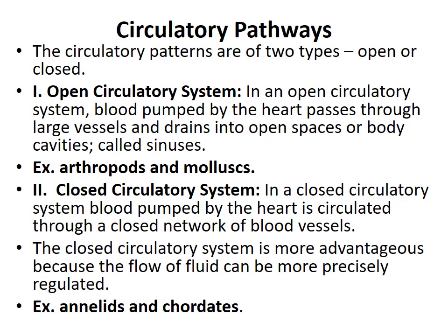Circulatory pathways are of two types, open and closed. In the open type, the blood pumped by the heart passes through large vessels and drains into open spaces, body cavities or sinuses. For example, it is seen in arthropods and molluscs. In the closed circulatory system, the blood pumped by the heart is circulated through a closed network of blood vessels. The closed circulatory system is more advantageous because the flow of fluid can be more precisely regulated, and it is seen in annelids and chordates.